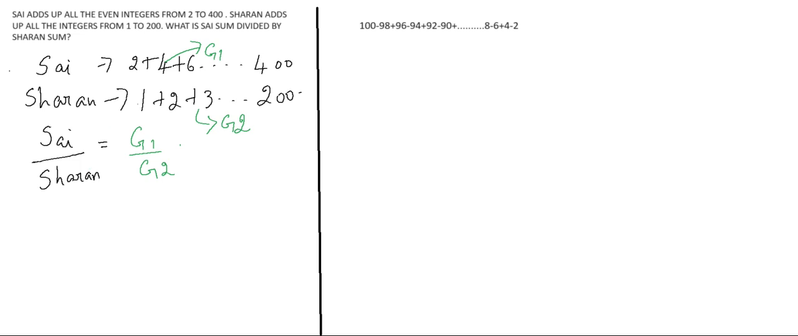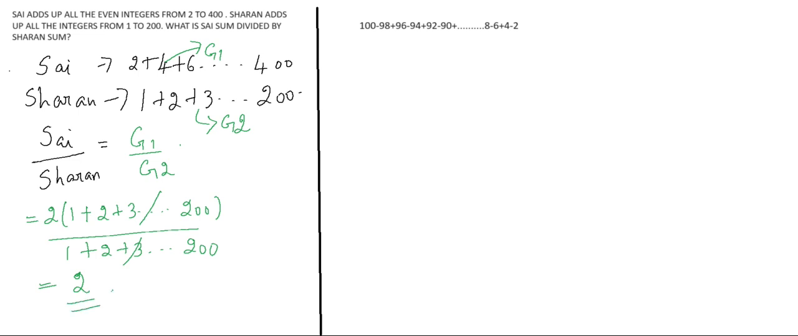You can see that each value in Sai's group is twice that of Sharan's, so you can take the value 2 outside. When I take 2 outside, 1 plus 2 plus 3 till 200, divided by 1 plus 2 plus 3 till 200. Whenever you have common multiples in the numerator and denominator, you can cancel them out, and you get the answer as 2. So this is how you need to approach the problem, instead of adding all the numbers and then dividing, which makes it more tedious.